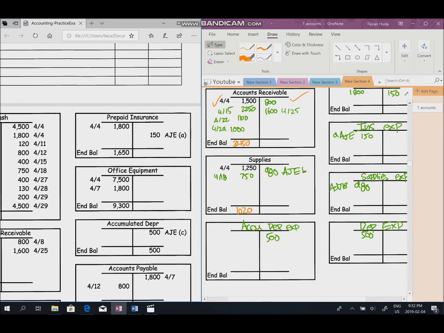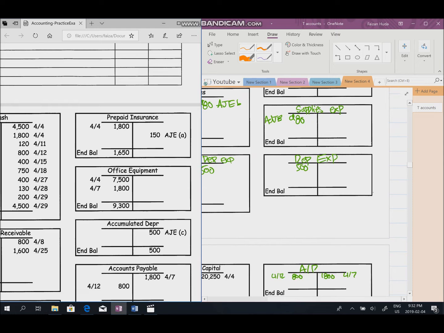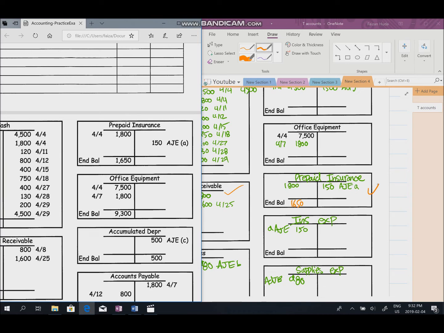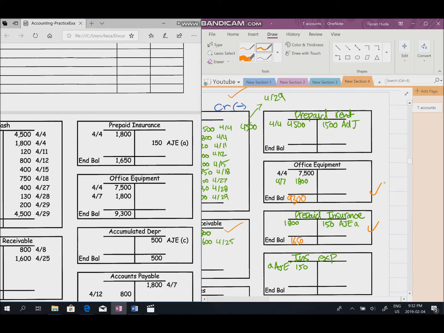Moving on. Let's check prepaid insurance over here. 1,800, 150. So ending balance, since prepaid insurance is an asset, it would be 1,650. This was also correct. What do we have next that we can check? Office equipment 9,300. Yep, this was also correct. See, everything we did was correct so far.